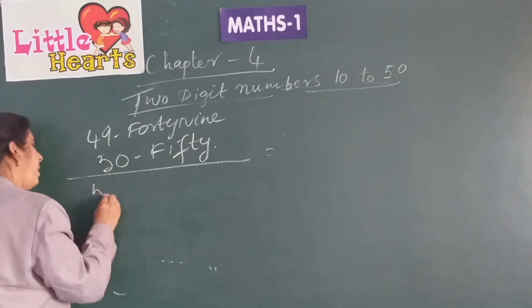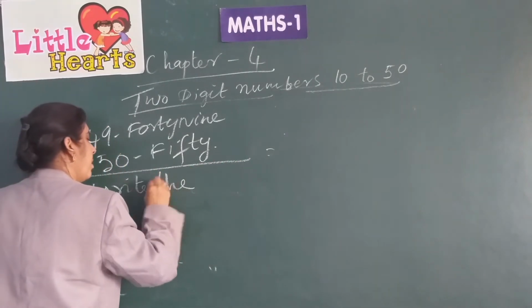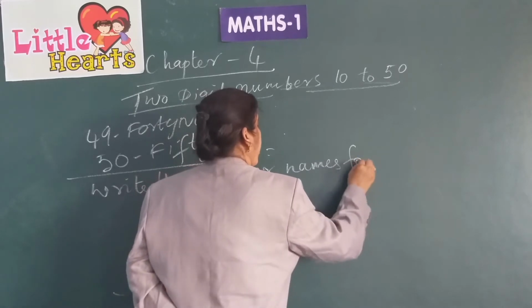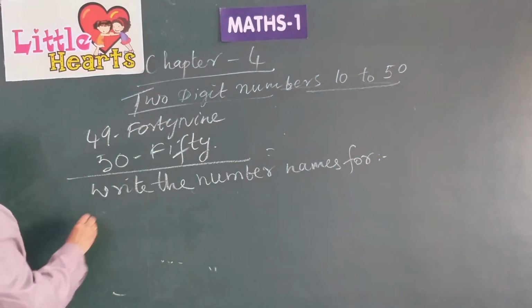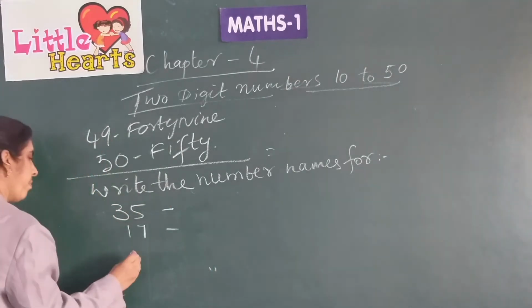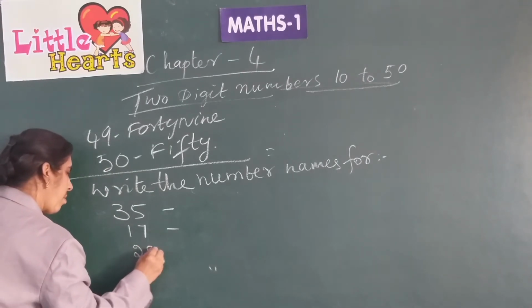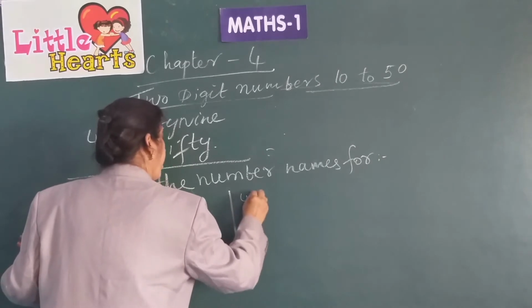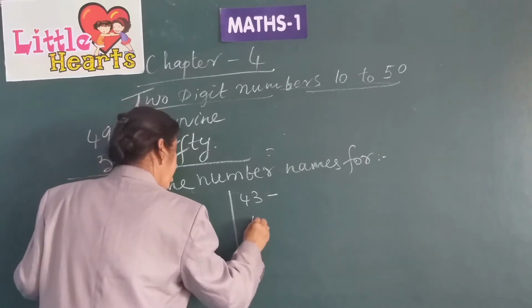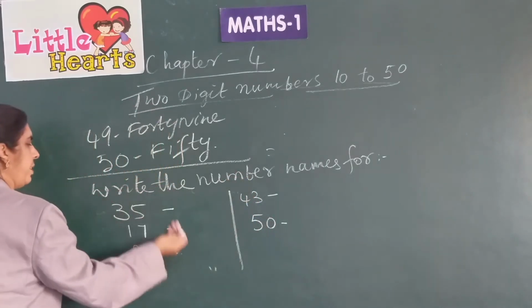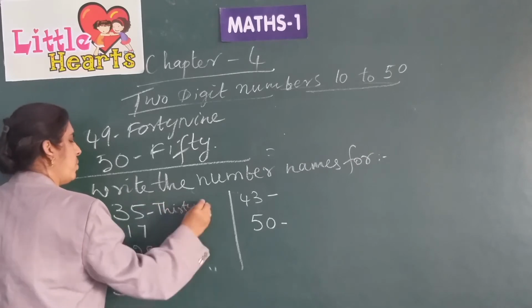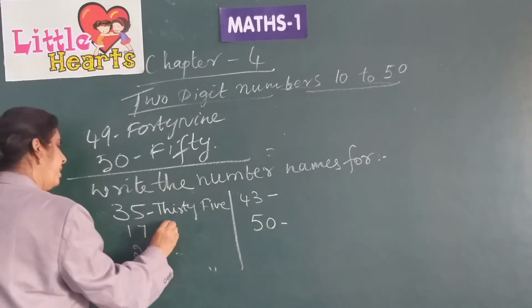Now, write the number names for. So this is 3 in the tens place where we read it as 30 and 5 in the ones place, 35. This is 17 we know.